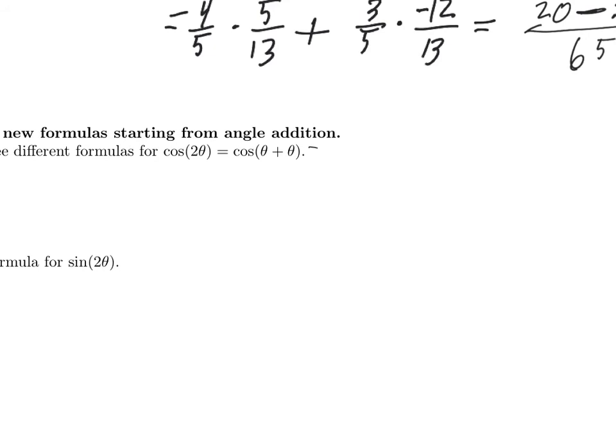So this, I'll take that to be the a in the angle addition formula. I'll take that to be the b in the angle addition formula. So I should wind up with the cosine of a, which is theta, times the cosine of b, which is also theta, minus the sine of a, which is theta, times the sine of b, also theta. I get cosine squared theta minus sine squared theta.